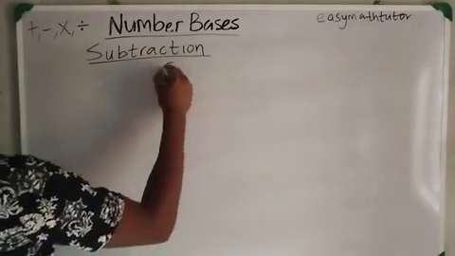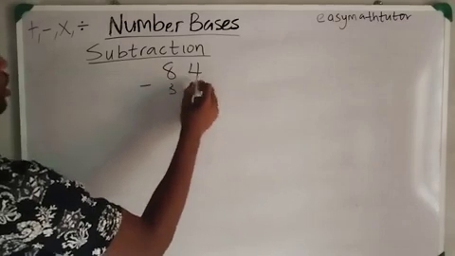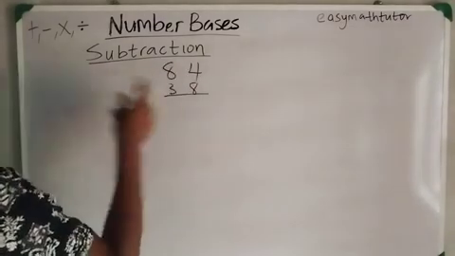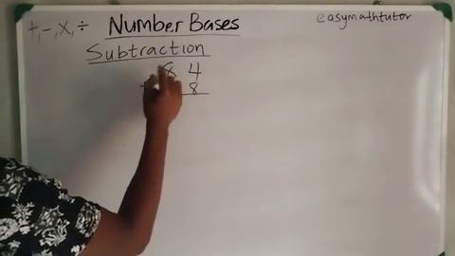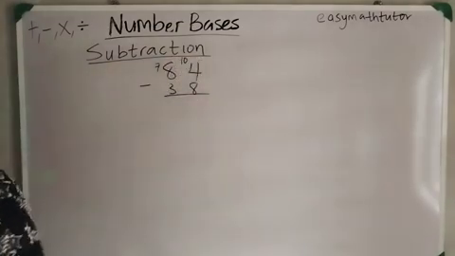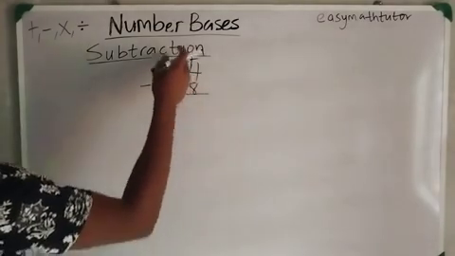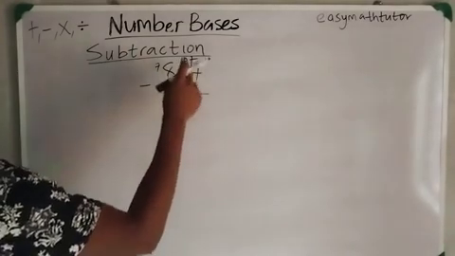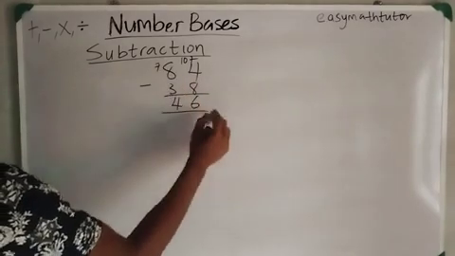For example, in base 10, when we are to solve 84 minus 38, we know that 4 is less than 8. We need to borrow 1 from 8, so 8 becomes 7. And that one we borrowed will become 10 because we are working in base 10. So it will be 10 plus 4, and that's 14. And then we can solve the equation. 14 minus 8 gives us 6, and 7 minus 3 gives us 4.